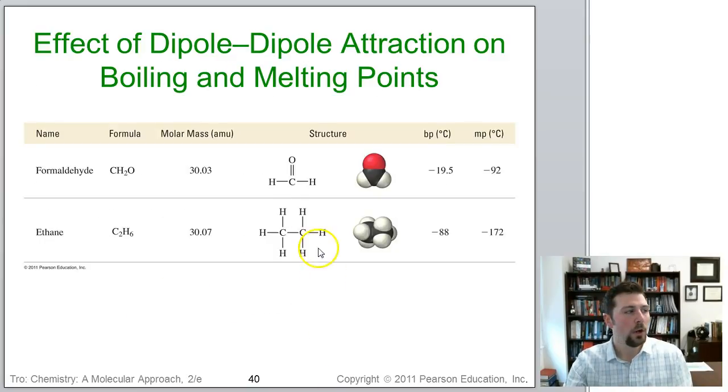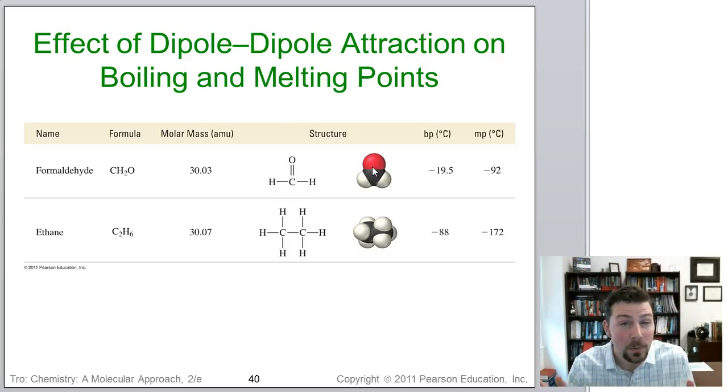So here we have formaldehyde and ethane. And notice the molar mass is virtually the same, so the dispersion force should be virtually the same. Their surface areas are pretty much the same. So the only difference between these two molecules is dipole-dipole force. One's a polar molecule and one's nonpolar. Ethane being nonpolar, formaldehyde being polar. So we predict, seeing these two molecules, that formaldehyde would have a higher boiling point and would have a higher melting point compared to ethane.